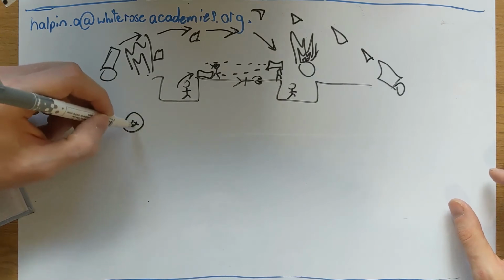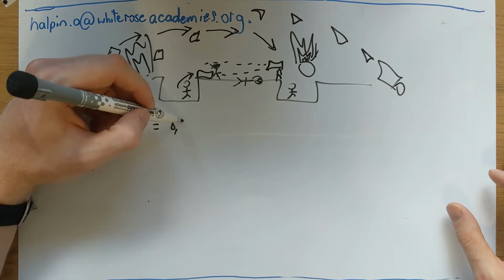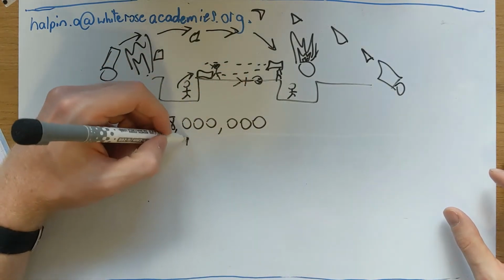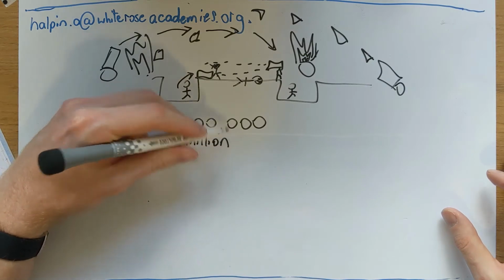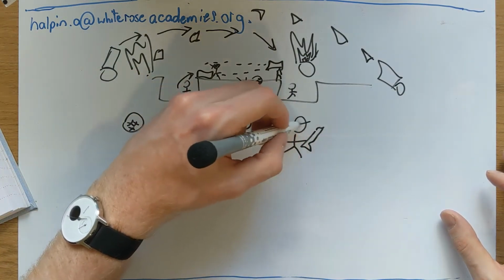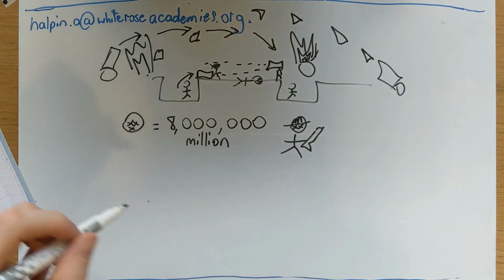So in total, we have 8 million. That's 6 zeros. 8 million soldiers dead. Okay, let's see where this is going.